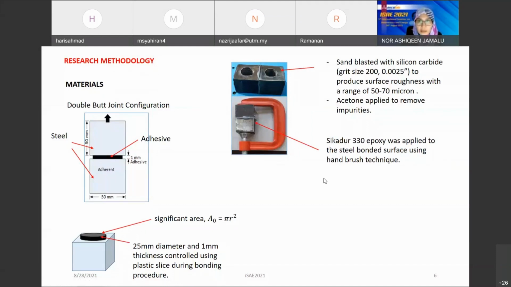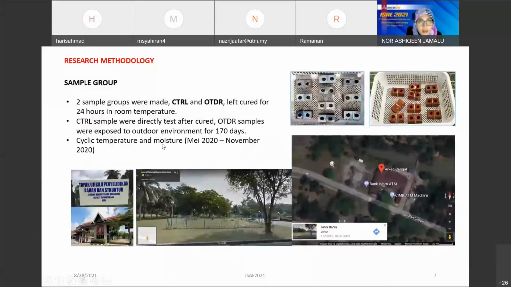All those samples, two sample groups were made, which are control and outdoor, CTRL and OTDR, left out for 24 hours at room temperature. Control samples were directly tested after being cured, and outdoor samples were exposed to the outdoor environment for 170 days, with cyclic temperature and moisture.